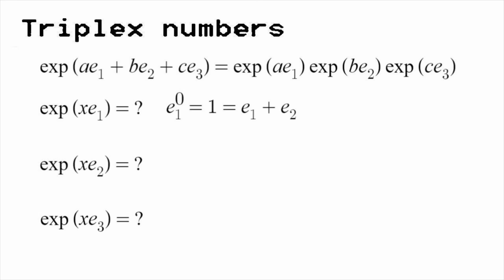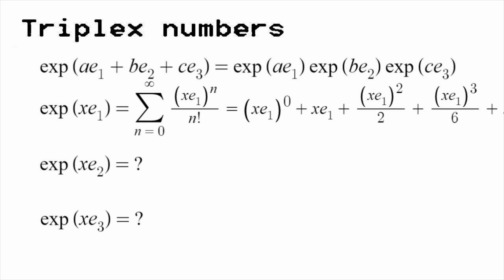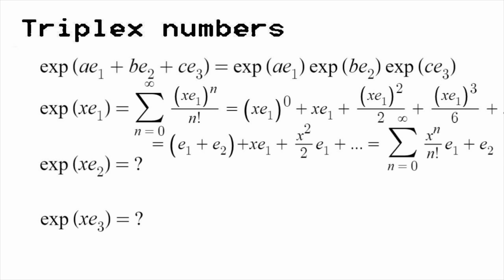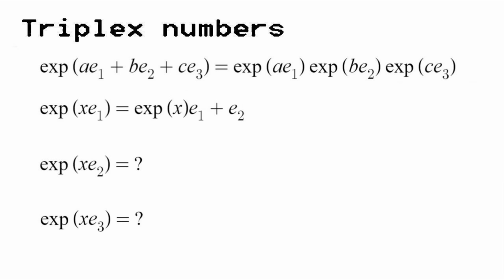e1 to the power of 0 will be equal to 1, which is written as e1 plus e2 in the diagonal basis, as we saw before. Then its first power is e1, so is its second power, going forward to any arbitrary power. Thus, when we plug xe1 into the power series, 1 becomes e1 plus e2, and each term's power becomes e1. Separating them out just leaves us with the exponential of x times e1 plus an extra e2. Using the same logic, we find that the exponential of xe2 is e1 plus the exponential of x times e2.